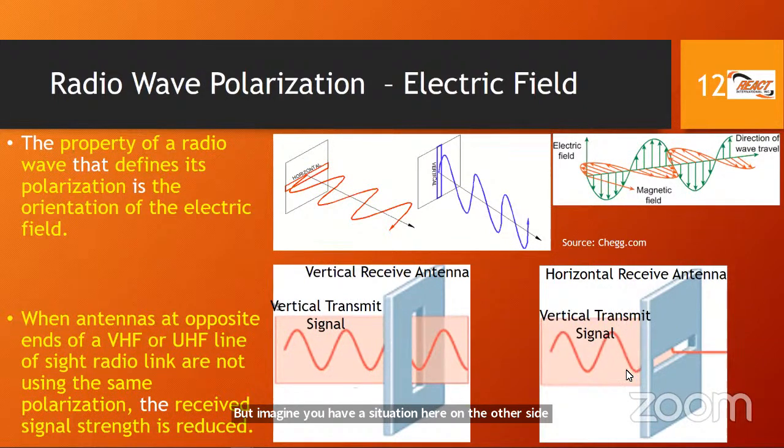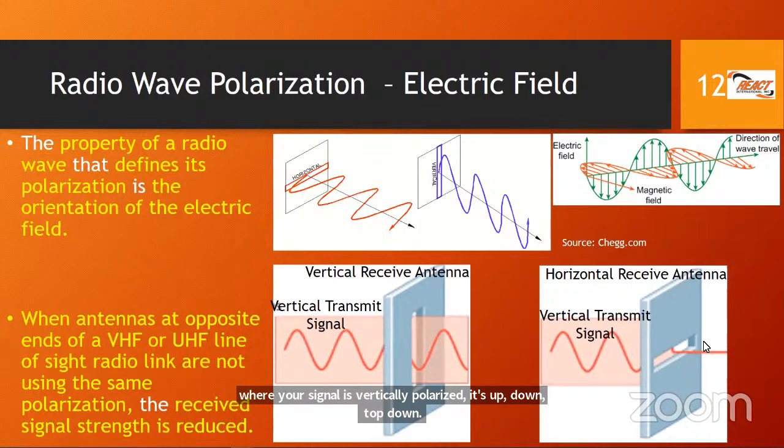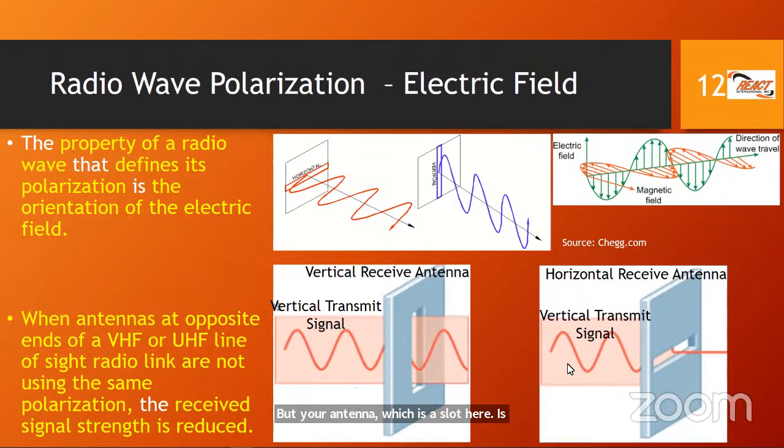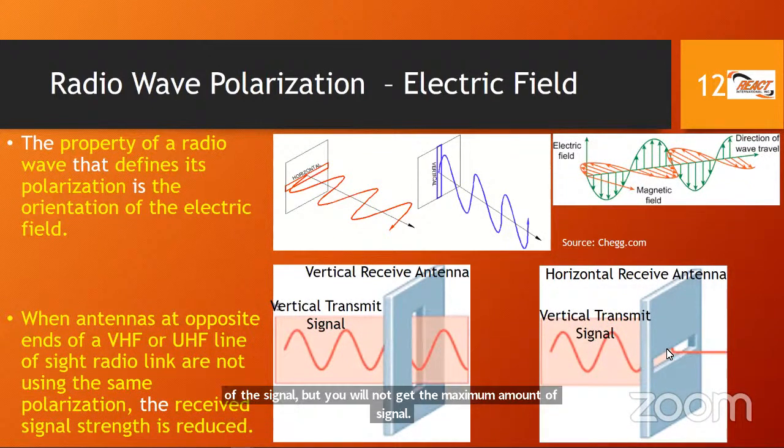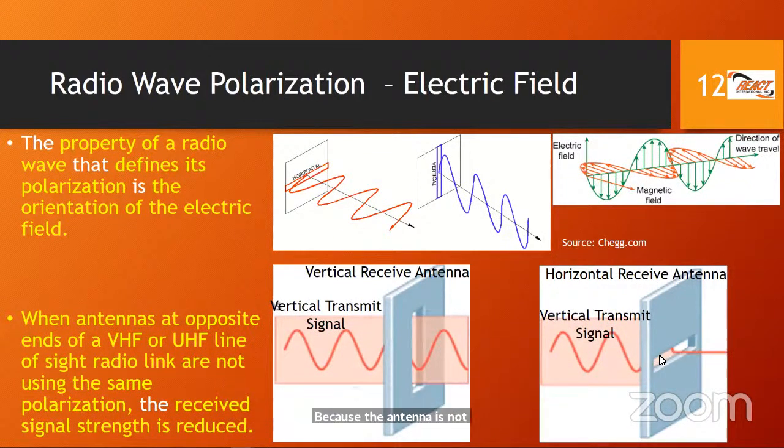It's up, down, top, down. But your antenna, which is this slot here, is now horizontally polarized. So you have a vertical signal, but a horizontal antenna. What do you think will happen? Well, you might get some of the signal, but you will not get the maximum amount of signal because the antenna is not polarized or oriented in the same way as the signal, right?